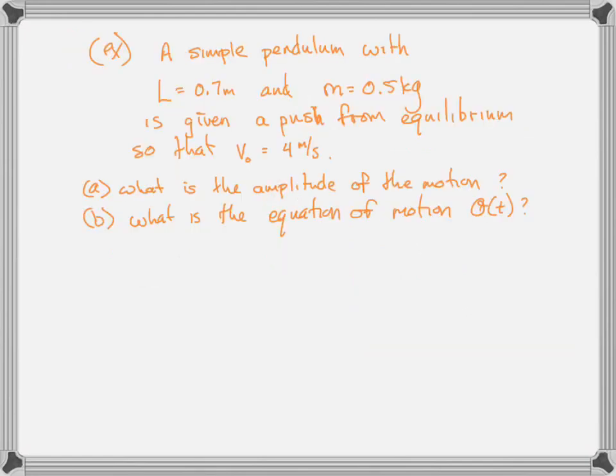Okay, let's do an example problem. Let's do a simple pendulum with length 0.7 meters and mass 0.5 kilograms, is given a push from equilibrium, so the initial speed from equilibrium is 4 meters per second. And the ensuing motion is simple harmonic motion. What is the amplitude of the motion? A, and what is the equation of motion, theta versus t? Part B.